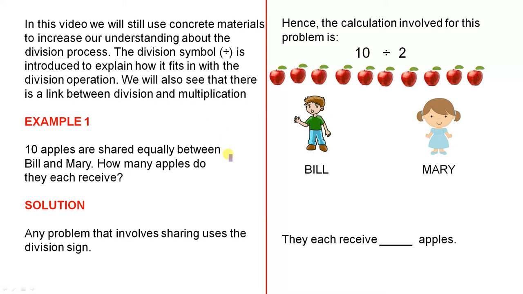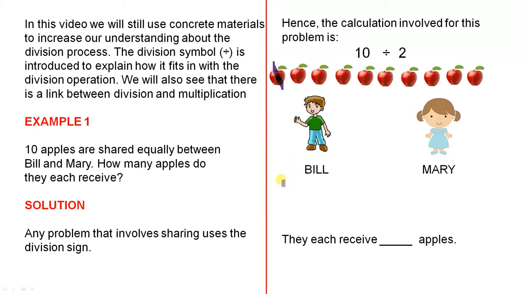Example 1. 10 apples are shared equally between Bill and Mary. How many apples do they each receive? Any problem that involves sharing uses the division sign. Hence, the calculation involved for this problem is 10 divided by 2. That is, 10 apples shared between two people. So let's do this systematically and we can't go wrong.